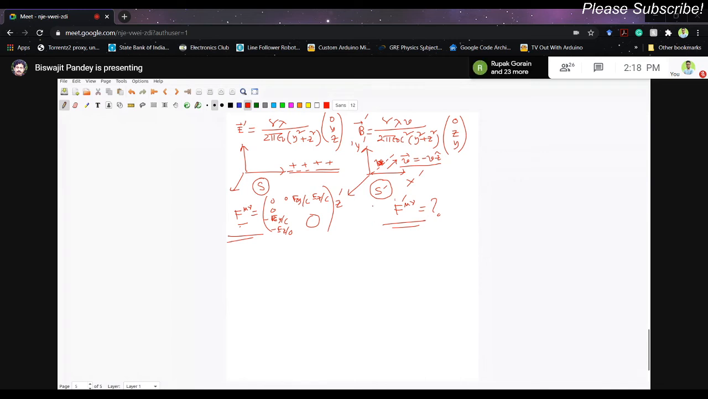So in this case, since the frame is moving along the minus z axis, what should be the Lorentz transformation matrix in this case? If I ask you, what is lambda mu nu in this case? What is lambda mu nu?